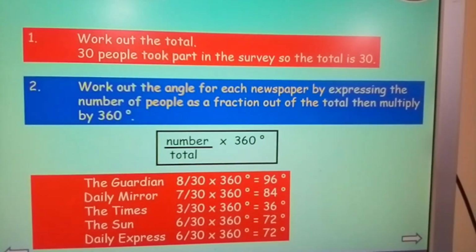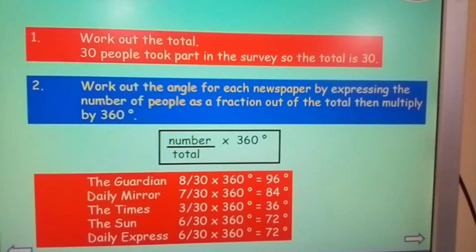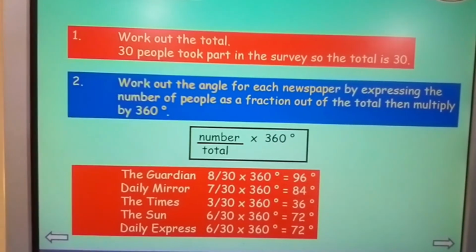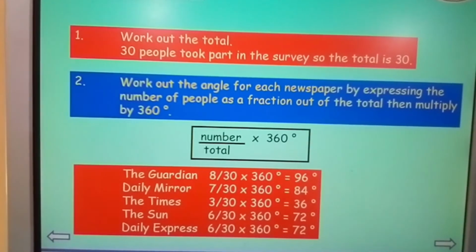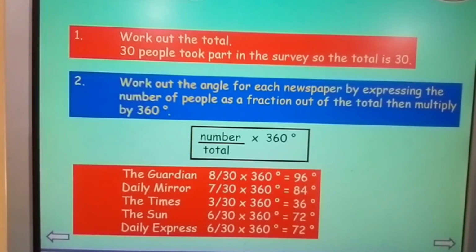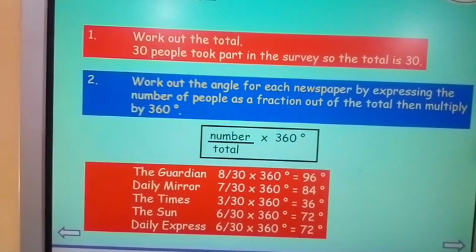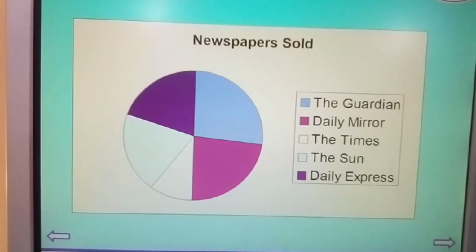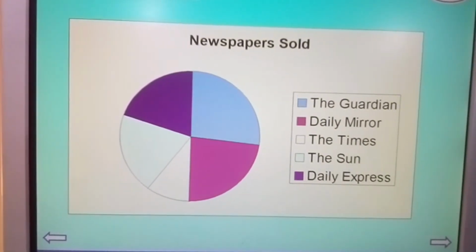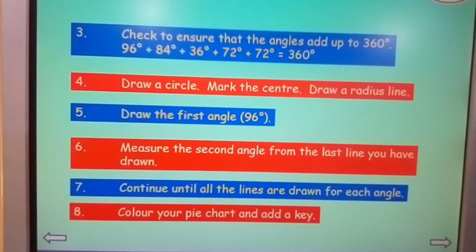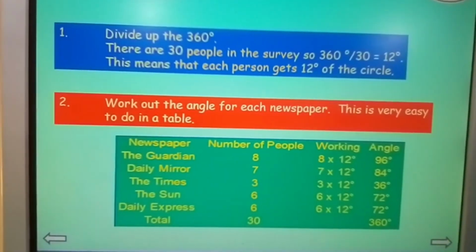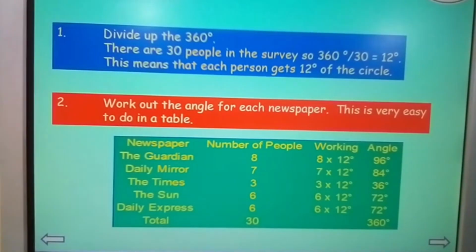The Guardian has a number of 8. The Daily Mirror has a number of 7. And that works out, times 360 by 30 gives you 96, 84, 36, 72, and 72. And remember that information is based upon the information you were given earlier from here. So this is the information that they've used, basically.